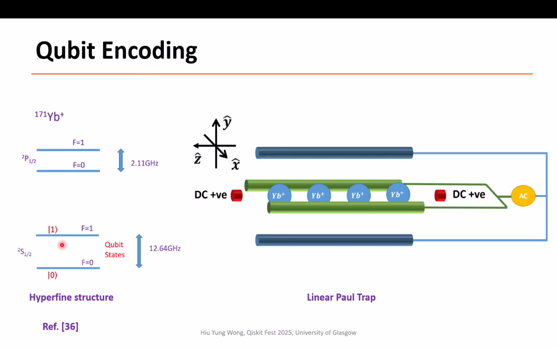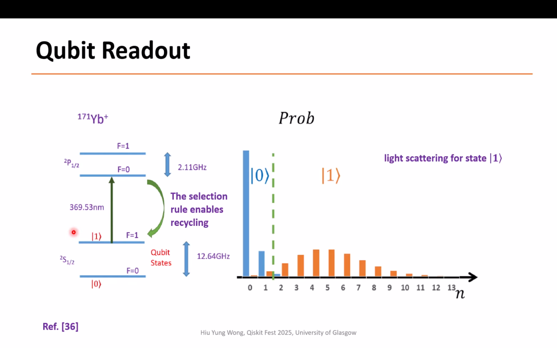We don't need an external magnetic field because this is just a part of the atom. And they are perfect ions. They are perfect atoms, perfect qubits made by nature. How do we do readout?